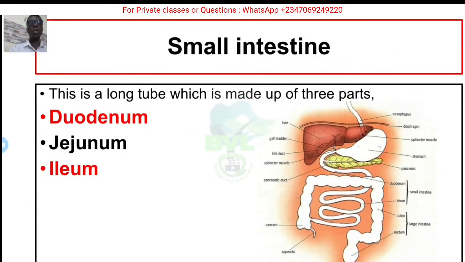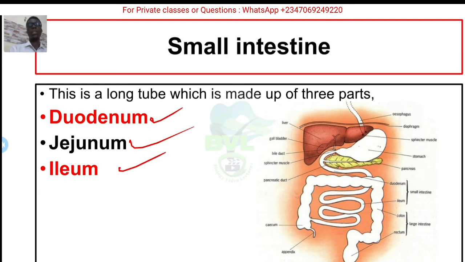Then we move on to the small intestine. Now, the small intestine has 3 parts: duodenum, jejunum, ileum. You might want to focus on the one your curriculum says. For some curriculum, you just need to know the small intestine. Some just need to know duodenum and ileum. But either way, just pick yours here.